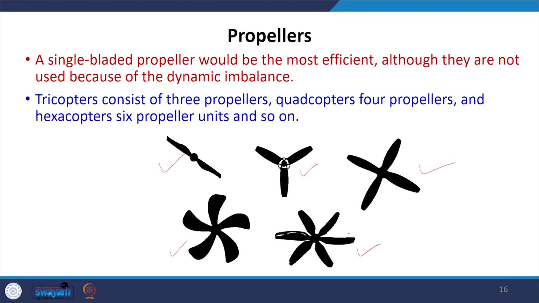Tricopters, as you can see here, have 3 propellers, quadcopters 4, and a hexacopter, for example, a 6 propeller unit, and so on. They provide more stability to the drone system when it is flying.